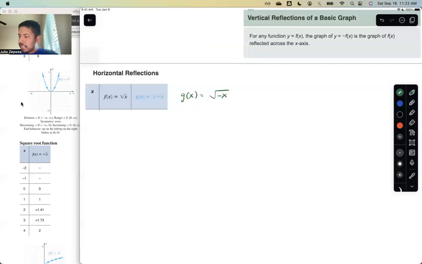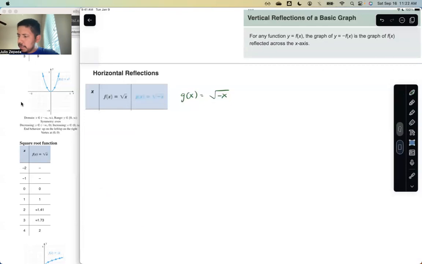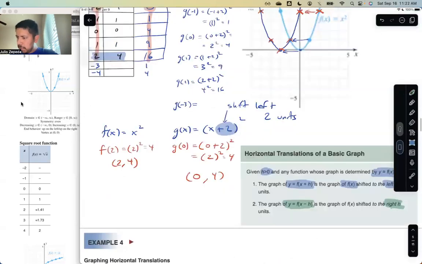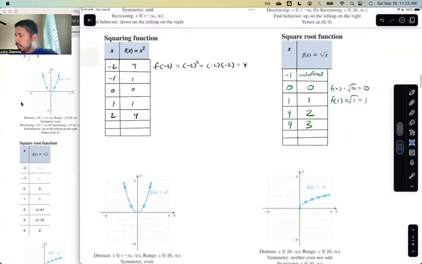All right, so let's take a look at this square root function here. Let's see, is this going to... No, that's not going to work for us because this is a square root function. Let's go ahead and go up and grab that. The square root function.